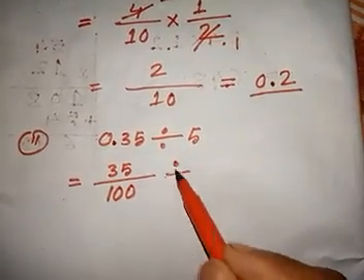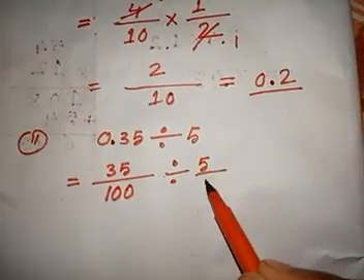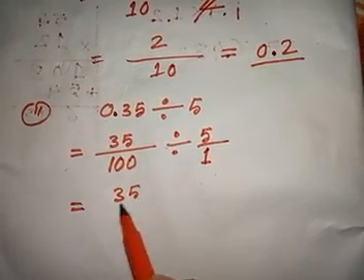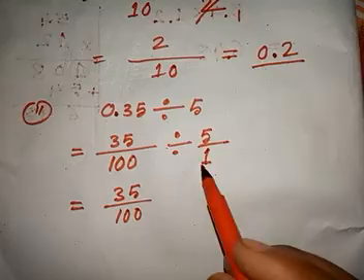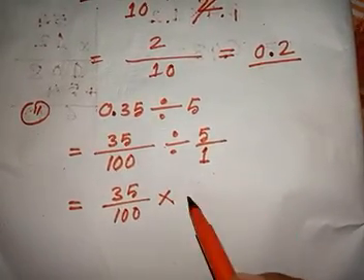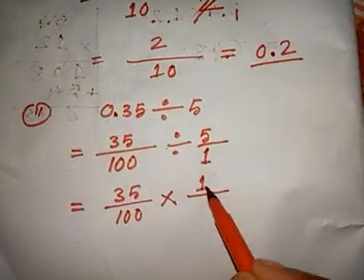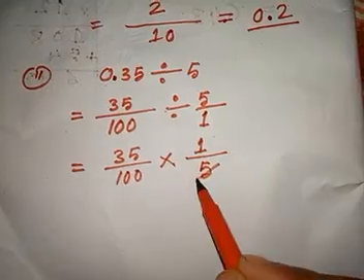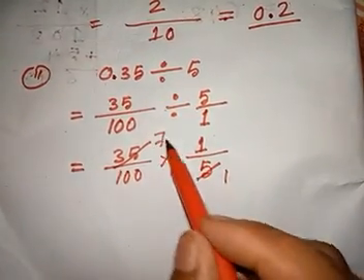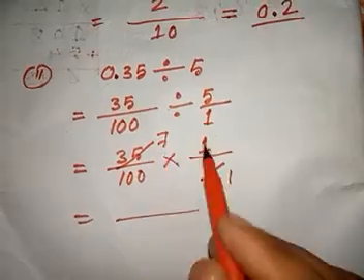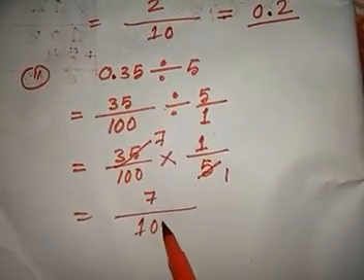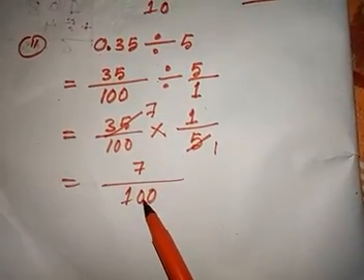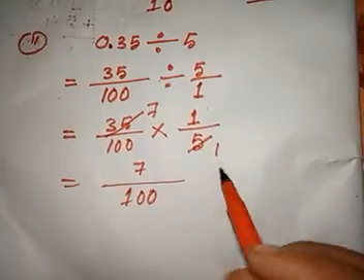Now divided by 5, nothing means you can give 1. Now equal to 35 by 100. Now you know it, in place of division you can give multiplication, then 1 will go there and 5 will come into the denominator place. Now you can divide this 35 by 5. 5 1s are 5, 5 7s are 35. That means 7 into 1 is 7 divided by 100. Now you see how many zeros are there? 2 zeros. Simply give the point before 2 digits.